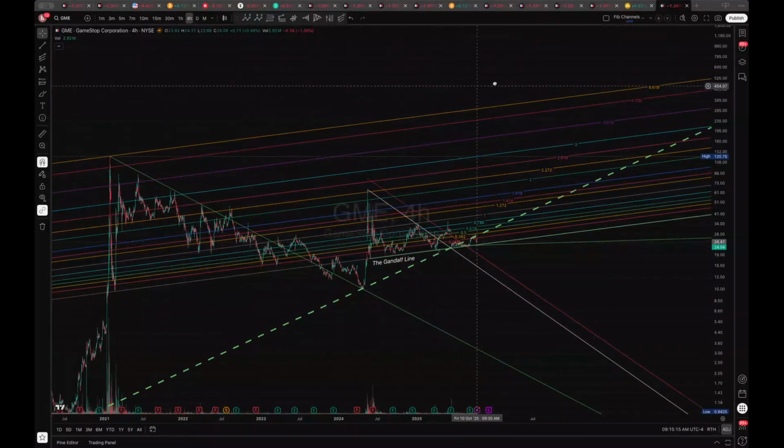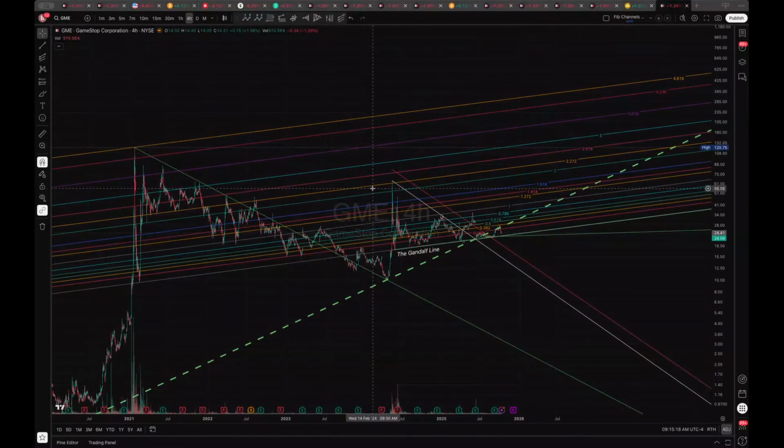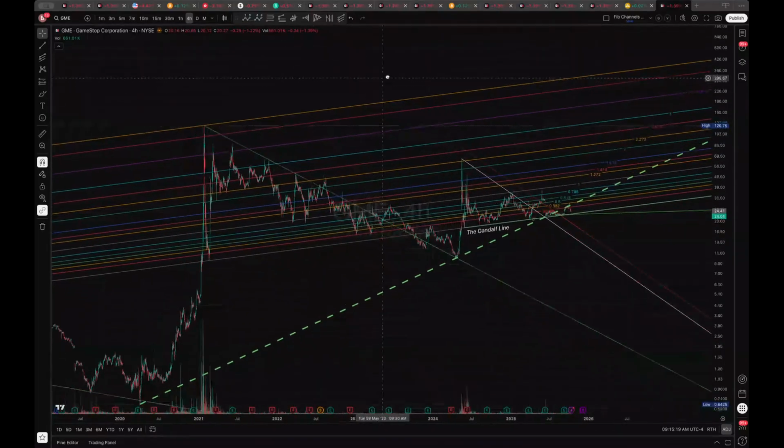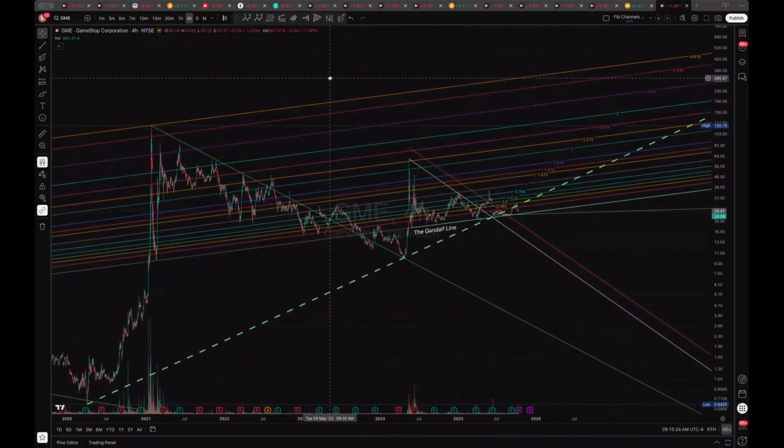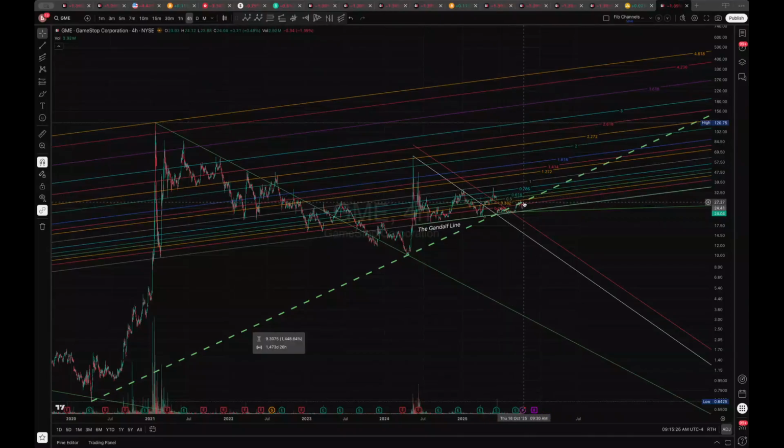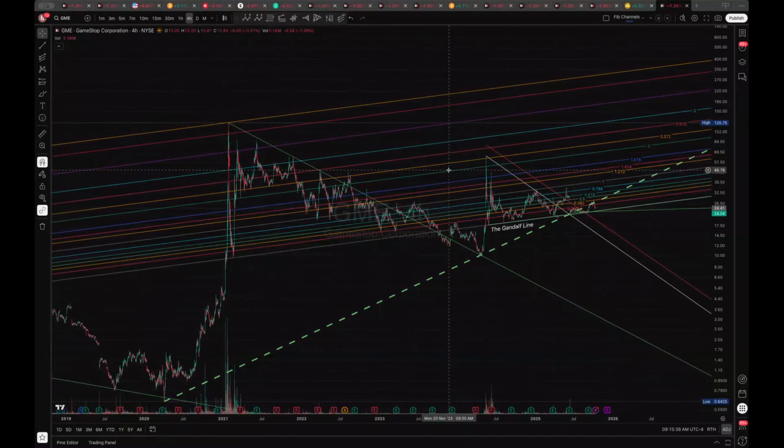Because, like I said, price is fractal in nature. History repeats itself. It's just a question of when, not if. I'm not making any specific predictions on when or how that's going to happen. I know it will happen. But the chart just doesn't lie here.